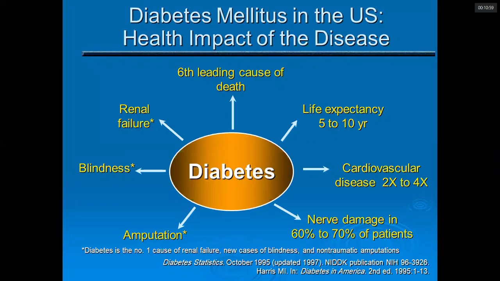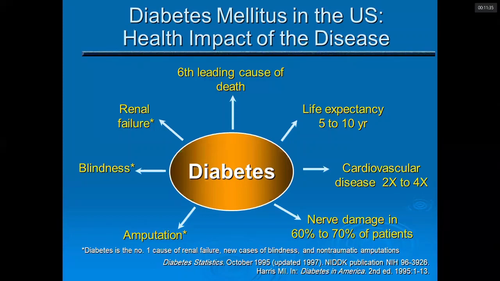Renal failure: 40% of patients on dialysis are suffering from diabetes. Blindness: the commonest cause of blindness after age 60 is diabetes mellitus. Amputation: the commonest cause of amputation after trauma is diabetes mellitus. Patients with diabetes have a 2 to 4 times increased chance of developing cardiovascular disease compared with non-diabetic patients.